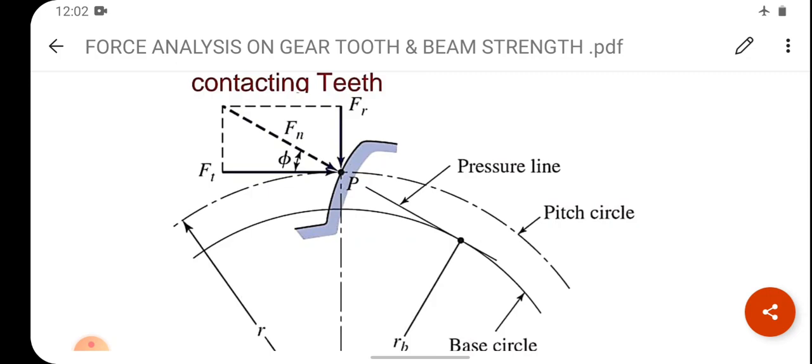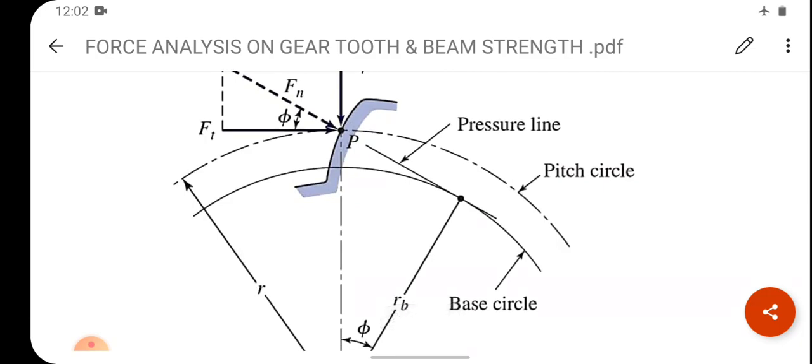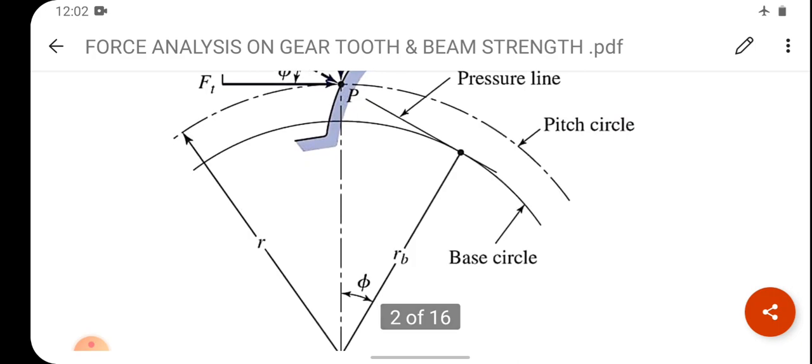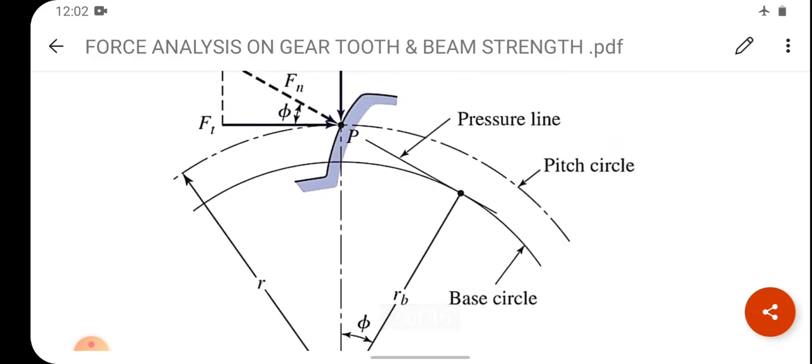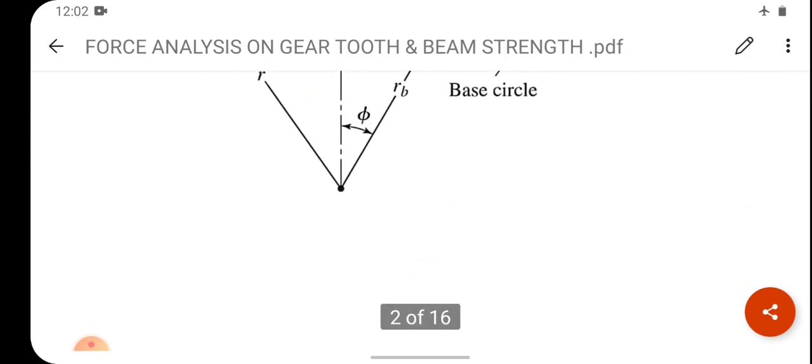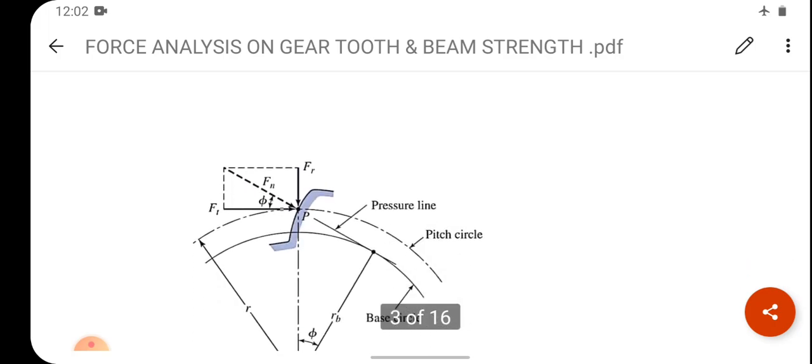Already discussed in the last video lecture series were what is the pressure line and what is the pitch circle. Pitch circle is nothing but an imaginary circle, and the base circle is the root circle. It is denoted by Rb, the base circle radius, R is the pitch circle radius, phi is the pressure angle, on which there is a pressure which is exerted on the gear tooth during its functionality. So you can say this is the pitch point. I will explain this figure again and derive this formula from this figure.